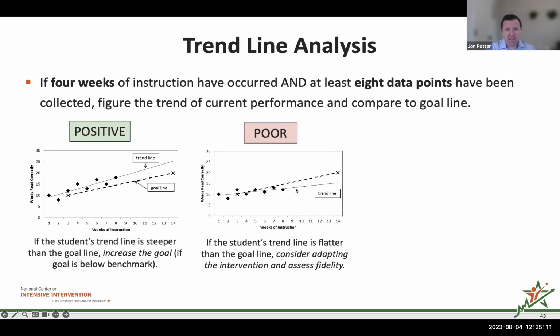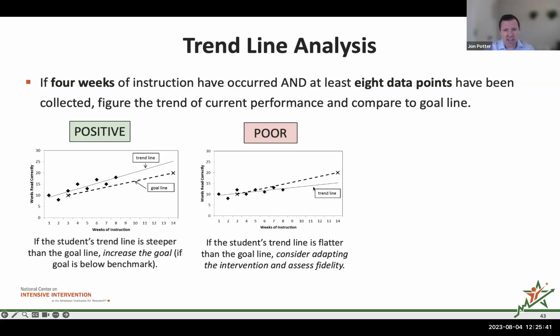If the trend line is flatter or going down, perhaps you want to consider adapting the intervention, because the trend line, again, is meant to measure and forecast out where students will be at the end of this intervention period. So progress monitoring data, to be honest, it's one of the closest things we have to a crystal ball in education. You can't tell the future, but progress monitoring data collected regularly is going to help you forecast out in general. If we keep doing what we're doing, this is generally where we're going to end up.